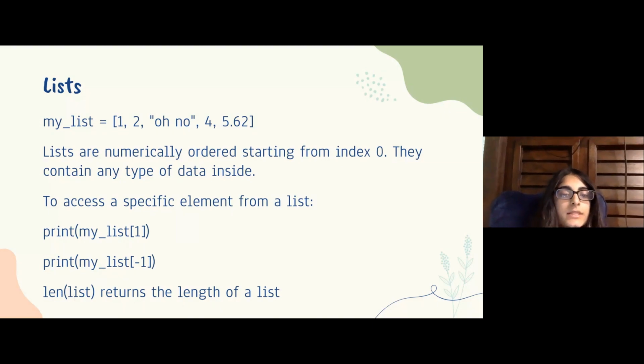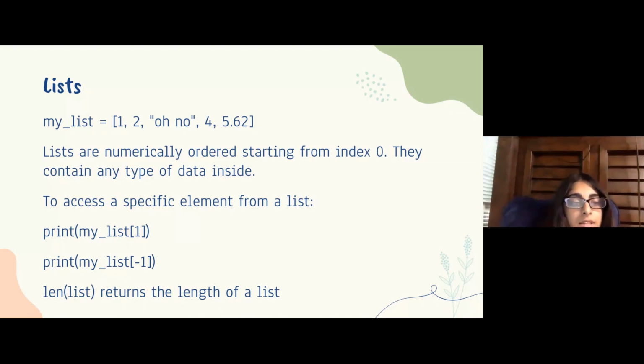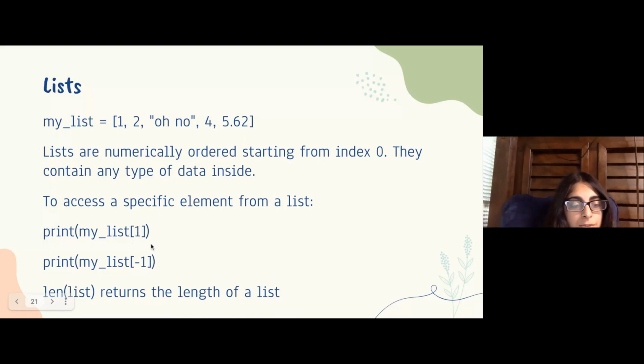So to access any specific element from a list, you want to put the name of the list, some square brackets, and you want to put an index inside. That index tells you the location of whatever element it is you're trying to access. So we have 0, 1, 2, 3, and 4. You would access them with that digit respectively. So if I want to print out this number 1, I would say 0. If I want to print out this oh no thing, I'll say the index is 2, because 0, 1, 2.